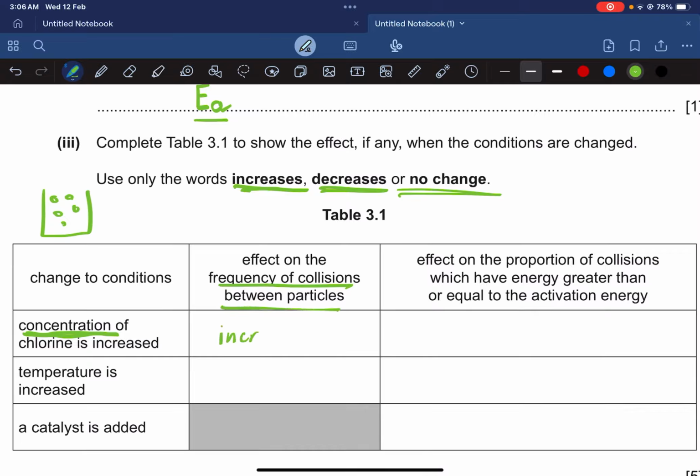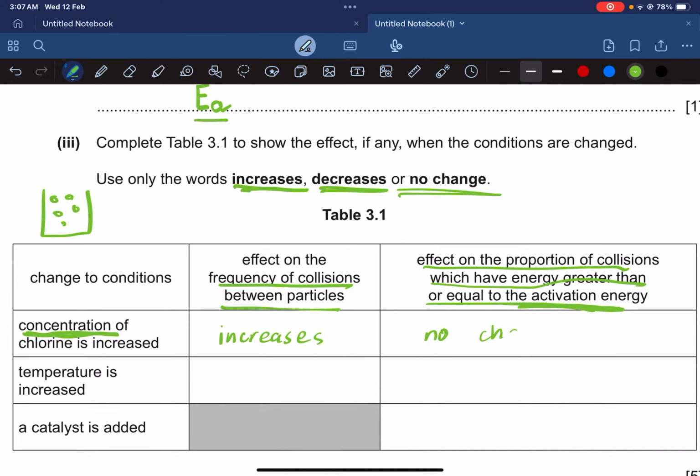Okay, let's move on to the next. Effect on the proportion of collisions which have energy greater than or equal to the activation energy. Basically, by increasing the concentration, we are not increasing the energy of the particles. So we're going to have no change.